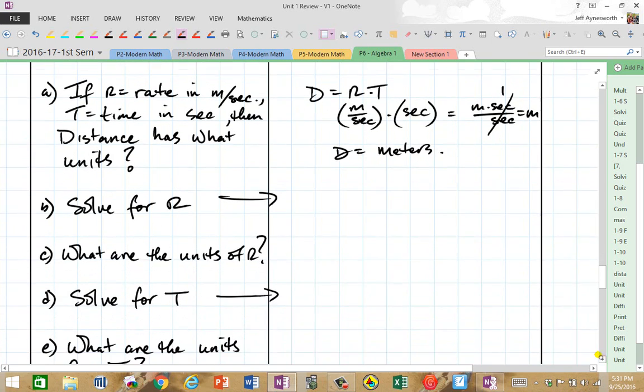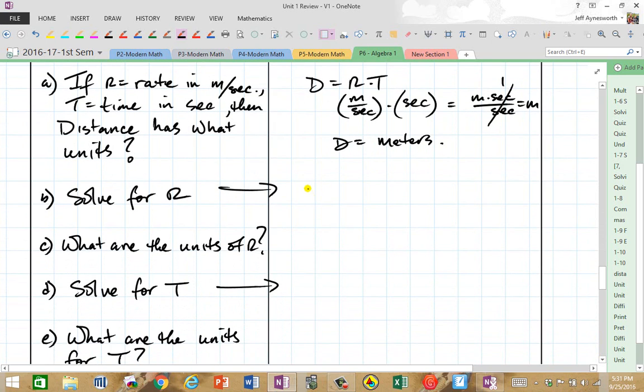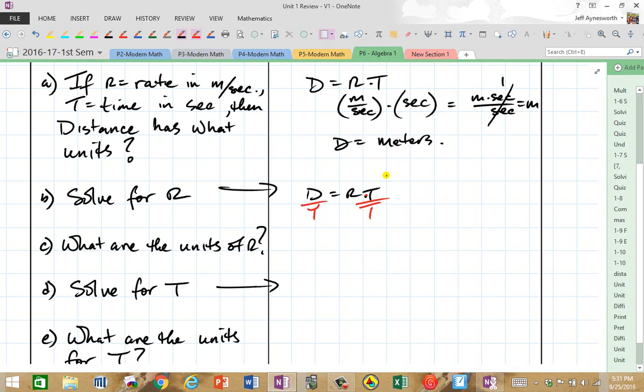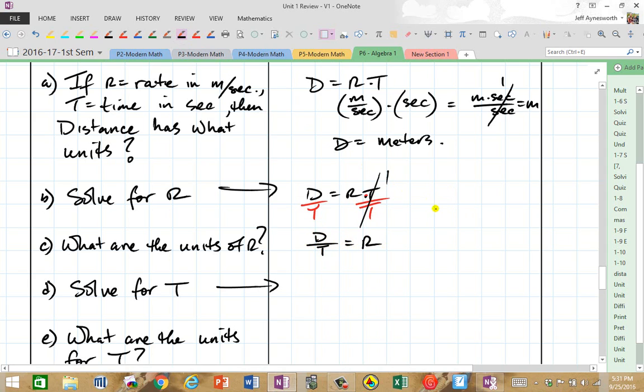Now, if we want to solve for r, d equals rate times time, you want to do the inverse. So you want to divide by t. You might ask why. Well, the inverse of multiplying is dividing. You always do that. t divided by t is 1, and so distance divided by time is equal to the rate. Or you can say rate equals distance divided by time, however you want to do it. It's the same thing.